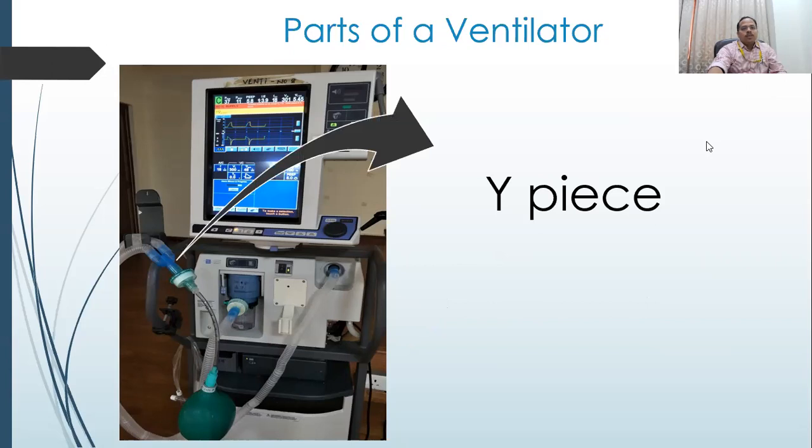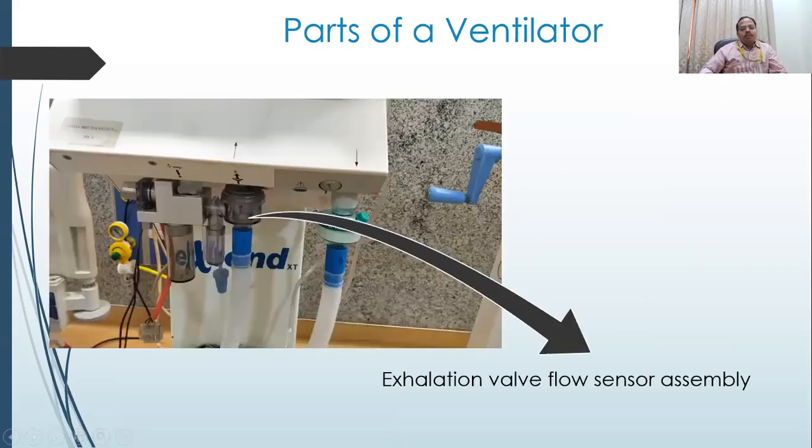This is the Y piece. I showed you an inspiratory limb of the circuit and I have also shown you an expiratory limb. Both the limbs come together and get connected at the level of the Y piece. After the Y piece, as you can see here, there is a filter, and after the filter comes the endotracheal tube. This endotracheal tube either goes into the lungs or, here in this case, a reservoir bag. In some different kinds of ventilators, you will see a separate exhalation valve flow sensor assembly near the expiratory end of the ventilator.